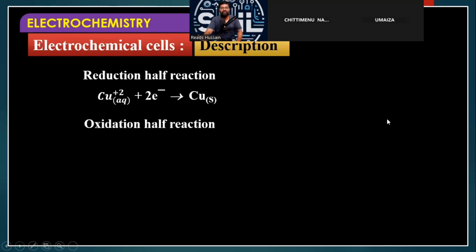Next, the oxidation half reaction. Oxidation is just the reverse of this. Here zinc metal loses 2 electrons and becomes Zn2+. The oxidation state of zinc is 0, it loses 2 electrons and becomes Zn2+, so 0 to plus 2. An increase in oxidation state is called oxidation. So this one is the oxidation half reaction. The reduction half reaction takes place at the cathode, and the oxidation half reaction takes place at the anode.